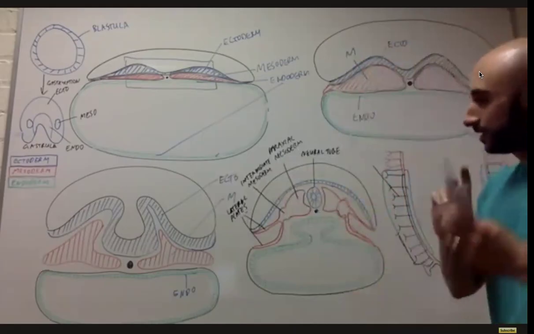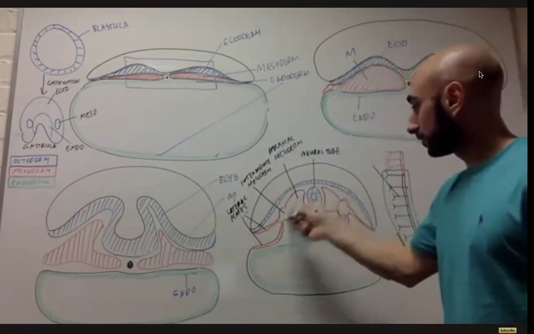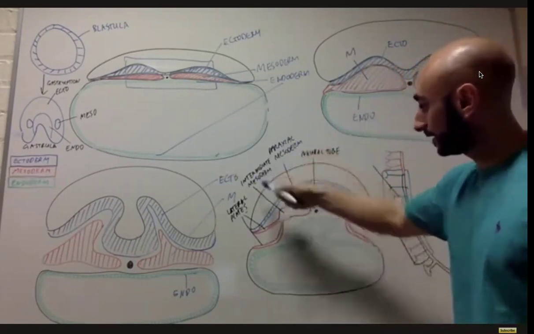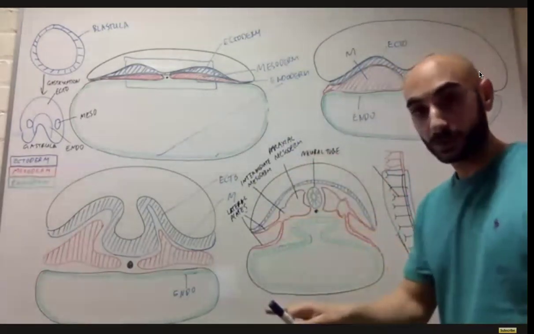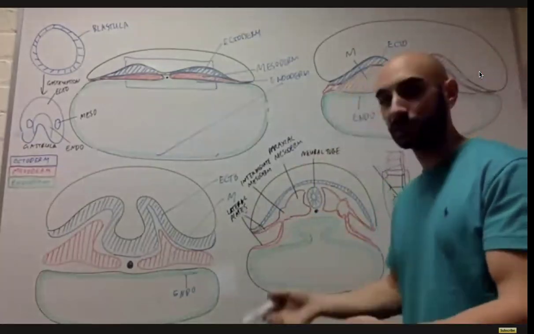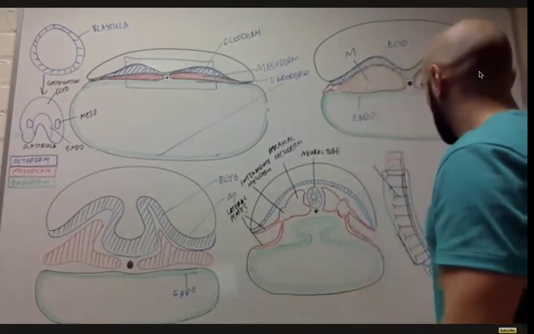Okay, this is what you should know. The mesoderm: paraxial mesoderm, intermediate mesoderm, lateral plates. Know that. Oh yeah, and the lateral plates, they develop into circulatory vessels, etc.